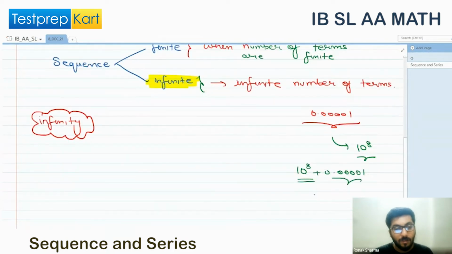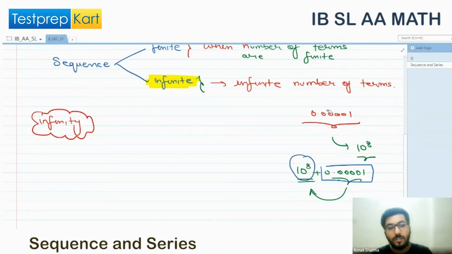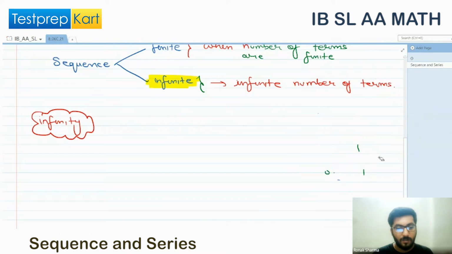So this number is not going to create any difference. This number can be treated as an infinity in front of this number. I hope you are clear now that infinity is not a fixed number. When we are not able to count it, when we are saying that it is very large, that it is not comparable, then we say that that is infinity. Got it? Okay, now let us move forward.